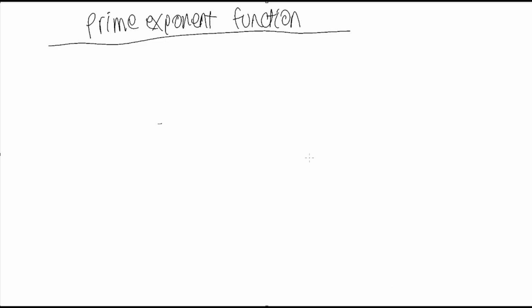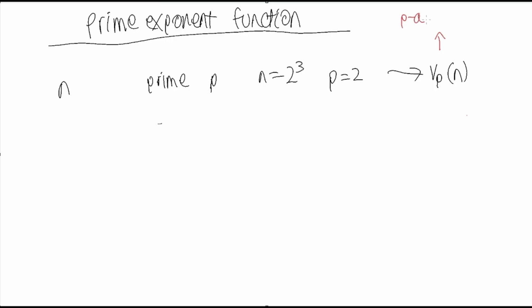Well, as the name suggests, if you have a number n and a prime p, then it returns the exponent of p in this n here. So in other words, suppose n equals 2 cubed and p equals 2, then we end up outputting 3 because that's the number here. And we denote this prime exponent function by nu p of n. This looks a lot like a v here, but it's actually the Greek letter nu. And this is also known in more technical terms as the p-adic valuation.